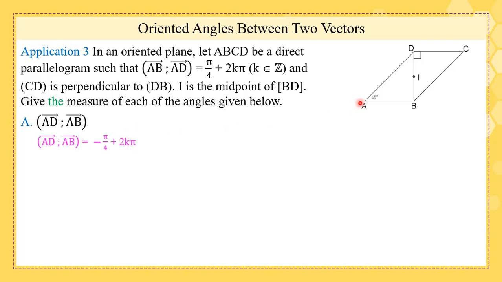Well, this is (AD, AB). Geometrically, it's a 45-degree angle. If we rotate from vector AD to vector AB, we rotate clockwise. That's why it becomes negative pi over 4. (CD, CB). Try to do it alone.